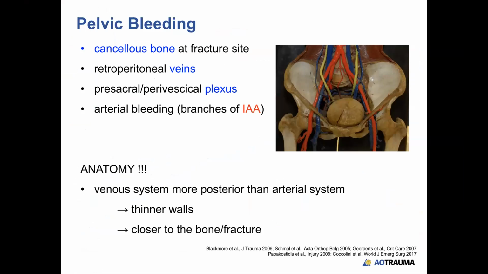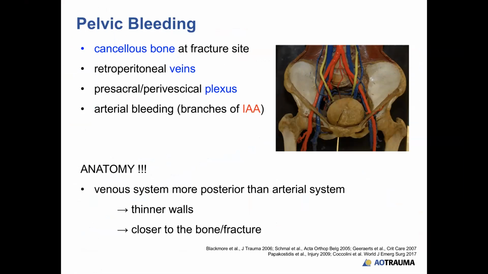So again, good morning, everybody. I will talk about the hemodynamically unstable patient with a pelvic ring fracture. Pelvic bleeding comes from the cancellous bone, the veins, which consist of the retroperitoneal veins and the plexus, and in some cases from the arteries. We have to respect the anatomy.